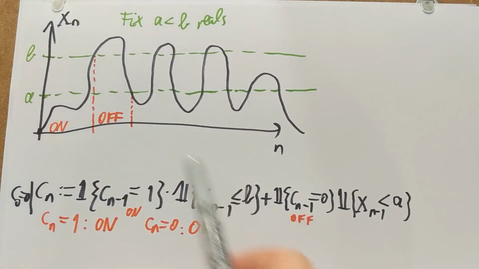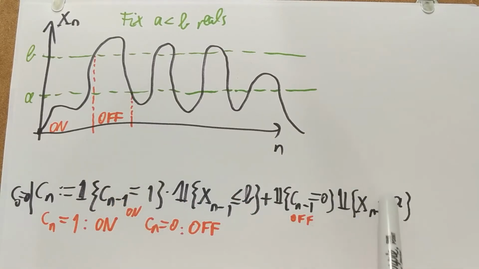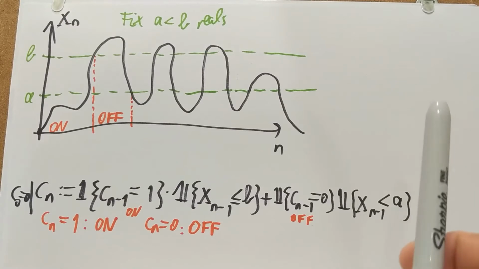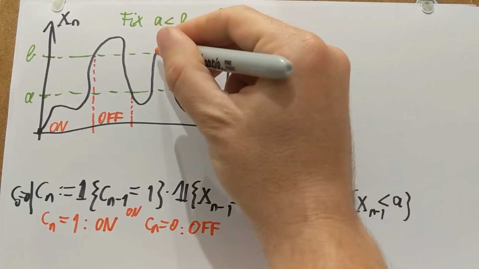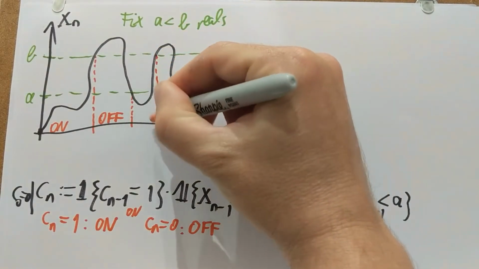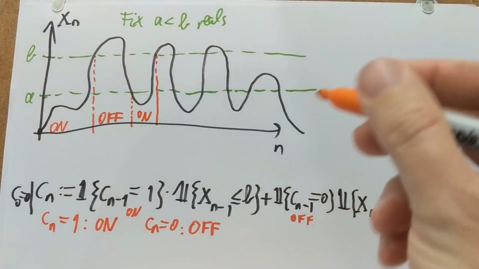So it turns back on at this moment, when the previous value was off and x goes down below a. It turns back on. So now I have to look at the first part of this sum, because Cn minus 1 is on. And it is going to be on as long as xn minus 1 is below b. So it's going to do an on period again until this value.